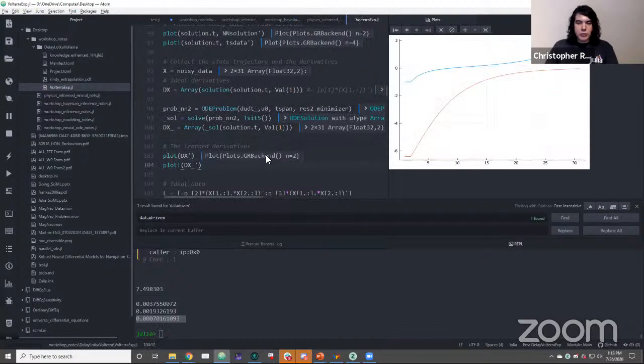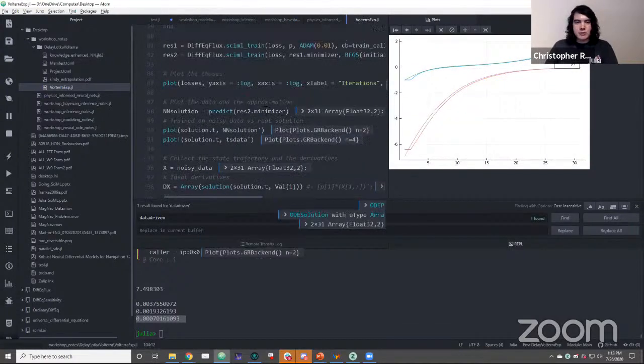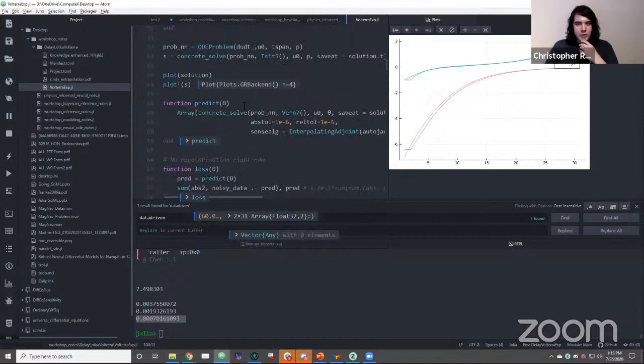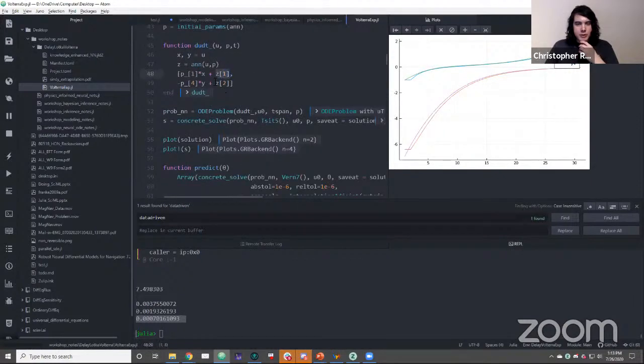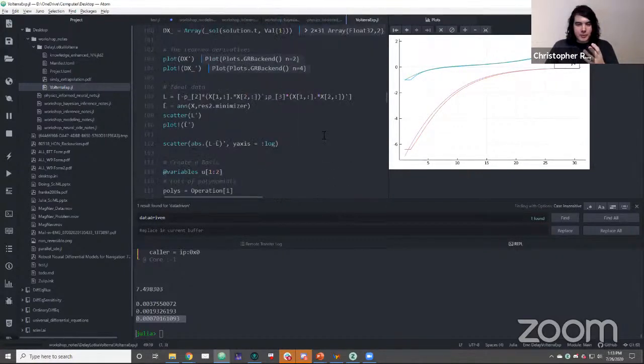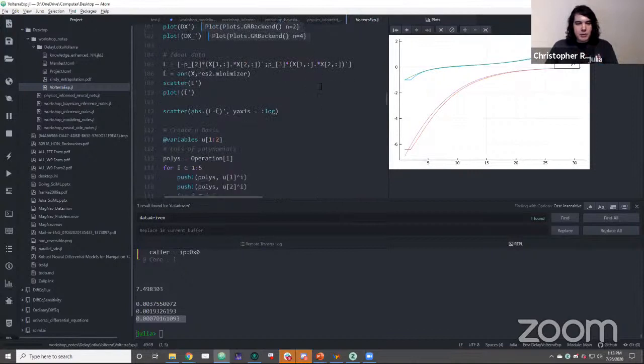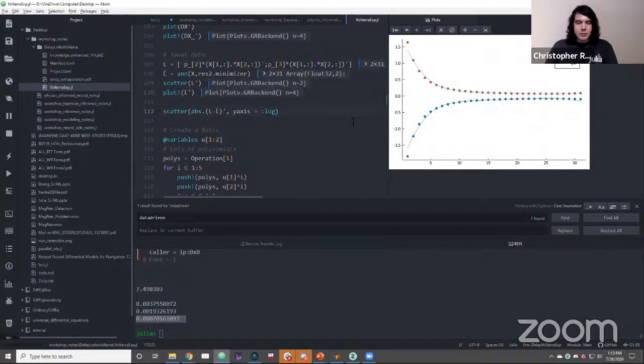Now let's look at the learned derivatives, right? So the actual value that it's spitting out, this value for this missing term, let's actually plot what these missing terms are. And you'll see that I actually found the correct missing terms numerically. So those are the missing terms.